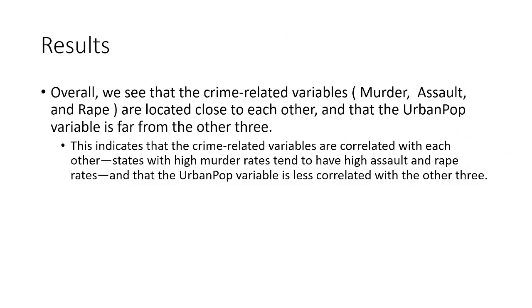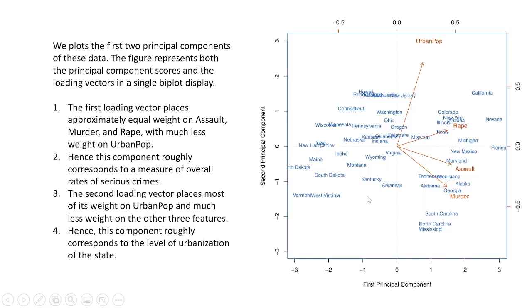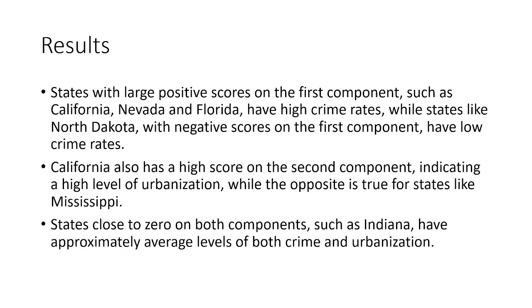Yeah. So if you look at the locations of the states, we can say that the states with large positive scores on the first component, such as California, Nevada, and Florida, have high crime rates, while states such as North Dakota with negative scores on the first component have low crime rates. Now let's look at this. So where is North Dakota? It's somewhere here.